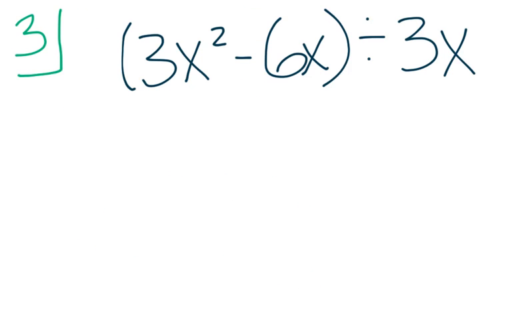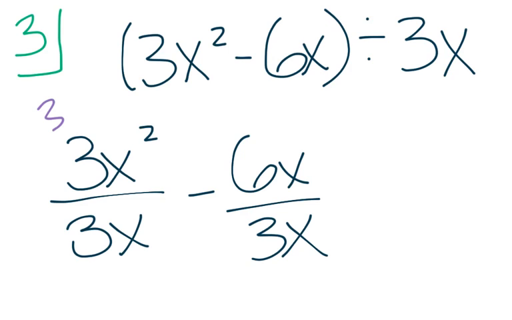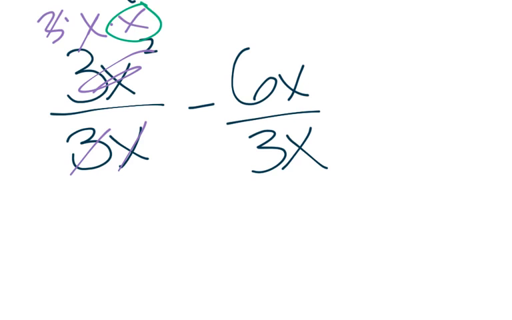Now we have 3x squared minus 6x divided by 3x. So we can rewrite this. So we have 3x squared over 3x minus 6x over 3x. So 3x squared is the same as 3 times x times x. So if we cancel this 3 and this 3 out, and this x and this x out, what we have left is just this x. So we have x minus 6x divided by 3x. The x's cancel out, and 6 divided by 3 is 2. So our answer is x minus 2.